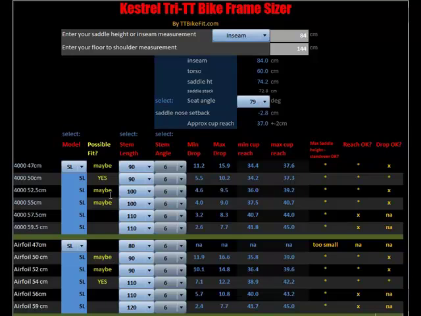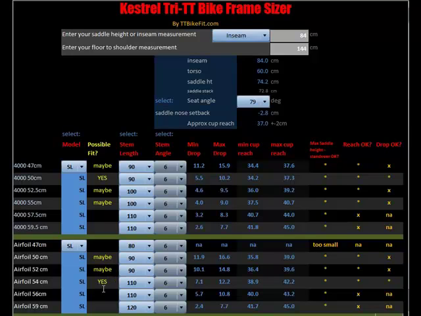essentially. And you'll see that for this person on the 4000, it's listing 4 frame sizes as a possible fit, and it's listing 3 of the airfoils as a possible fit. Well, in this case, you're most likely to find the bike that's going to work best for you somewhere in the middle. So, for the 4000, probably a 50 or 52 for this person, and for the airfoil, probably a 52 or a 54. You notice the 54 actually does say yes.